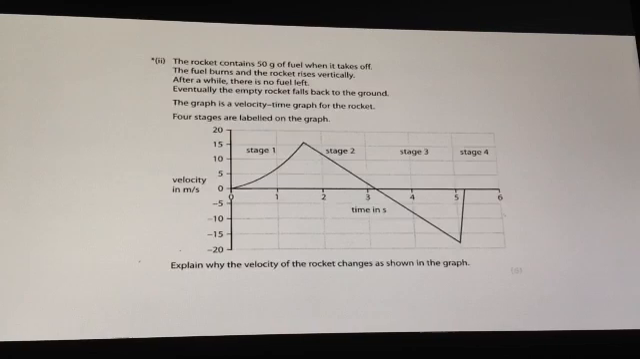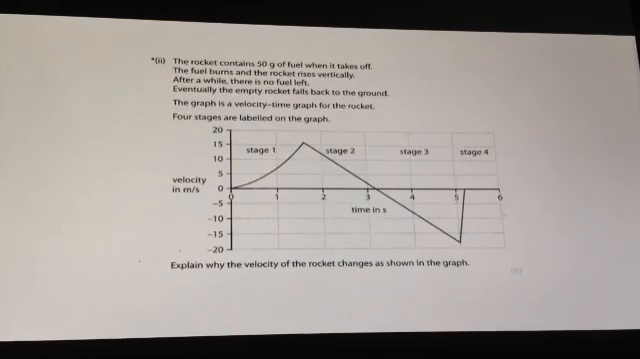The acceleration can't be constant because as the fuel is used up, the mass of the rocket is changing. So if there's less weight over time, the acceleration will increase for the same thrust force. In stage 2, the fuel has now run out, so there's not that thrust force, but there's still gravity, so there's still weight pulling downwards.